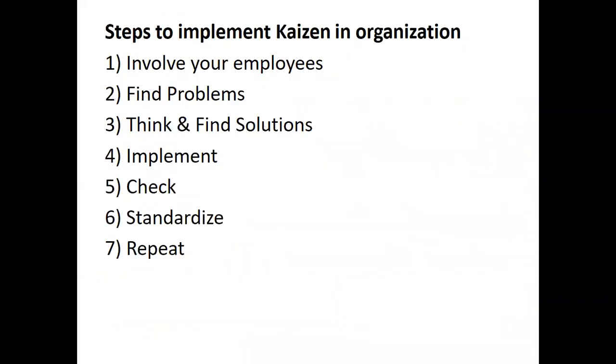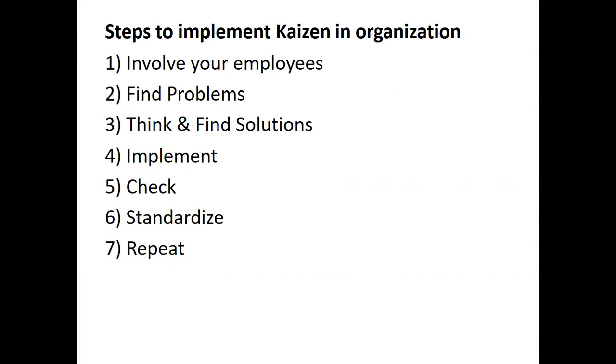So just see, to implement the Kaizen strategy in the organization, what are the steps? First one is that you have to motivate and involve the employees in the organization. Whoever employees are working in the various departments, you have to involve your employees. Without the involvement of employees, Kaizen can't work. First, your employees should be motivated to implement this Kaizen strategy in your organization.